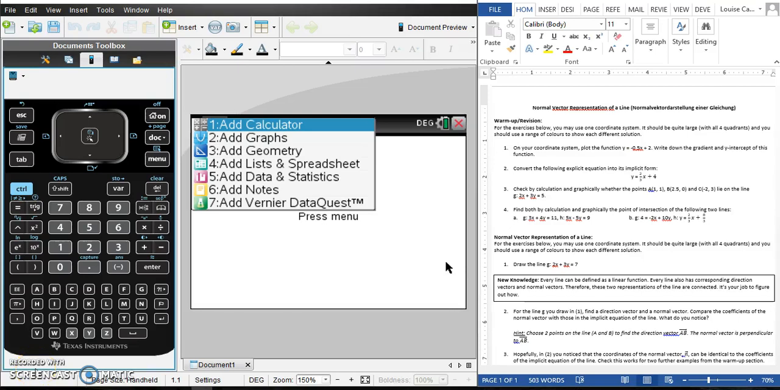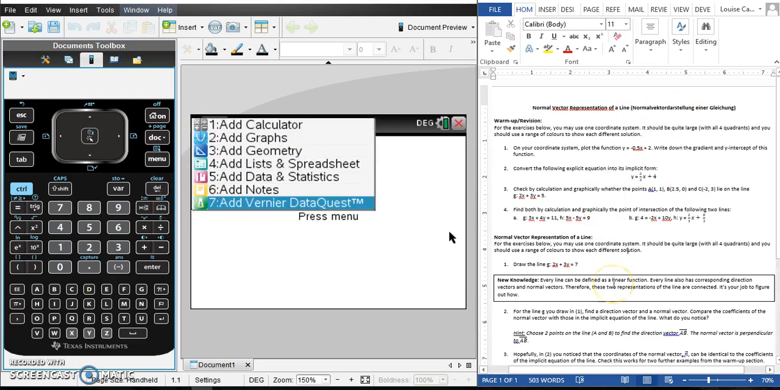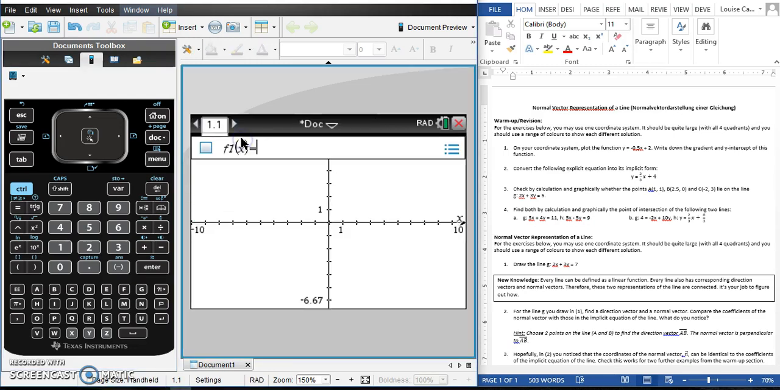So in this video I'm going to show you how to answer this worksheet that you got in class on the normal vector representation of a line using the calculator. There are lots and lots of things we can do on this worksheet that practice lots of the different functions on the calculator. So for the first one we need a coordinate system to plot some functions. So let's add a graphs application first.